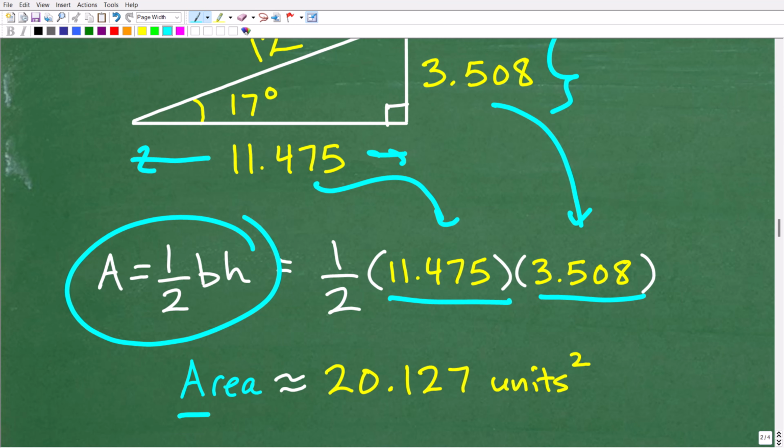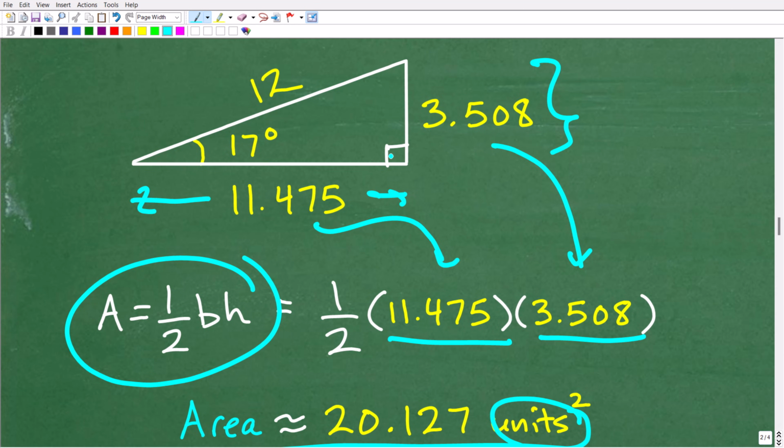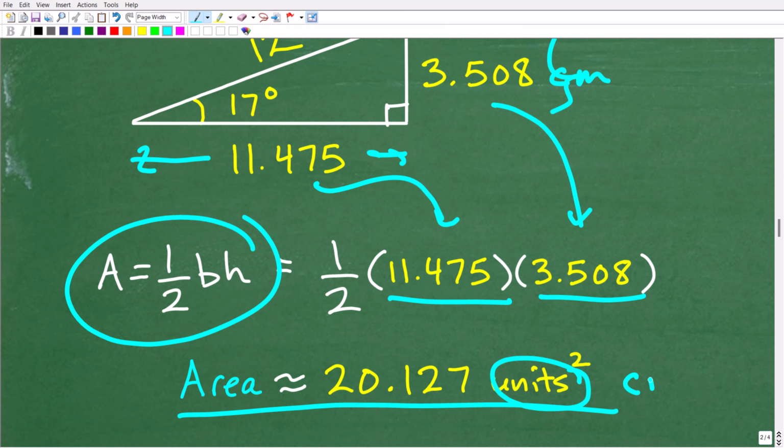So we'll do all this number crunching here and we'll get approximately 20.127. Now you can see here I have units squared. You always want to be mindful that area is measured in units squared. So for example, if the sides of our triangle here were in centimeters, our final answer would be centimeters squared.